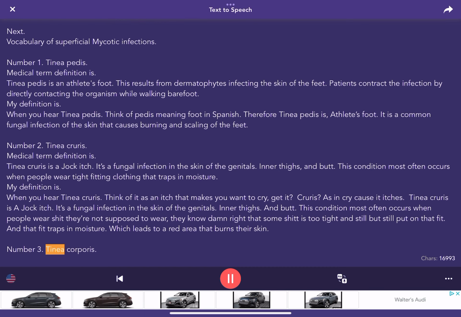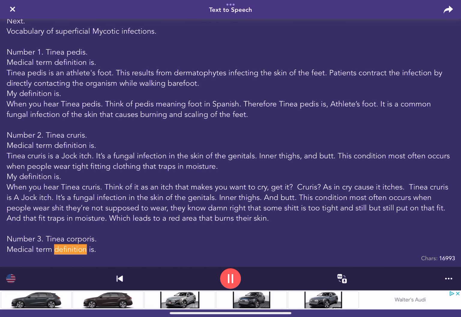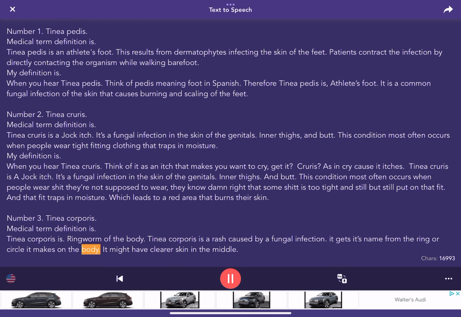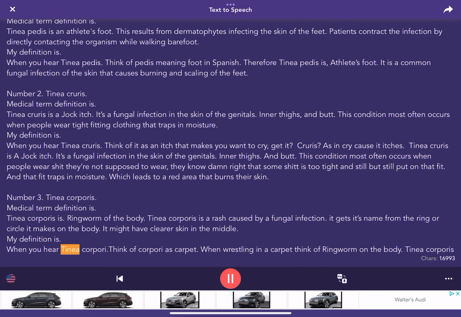Number 3. Tinea corporis. Medical term definition is, tinea corporis is ringworm of the body. Tinea corporis is a rash caused by a fungal infection. It gets its name from the ring or circle it makes on the body. It might have clearer skin in the middle. My definition is, when you hear tinea corporis, think of corporis as carpet. When wrestling on a carpet, think of ringworm on the body.